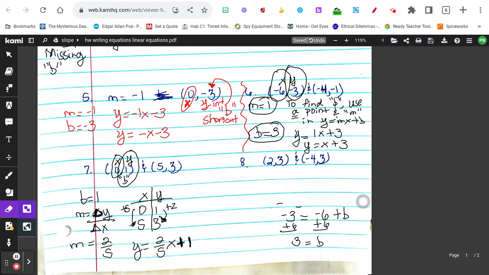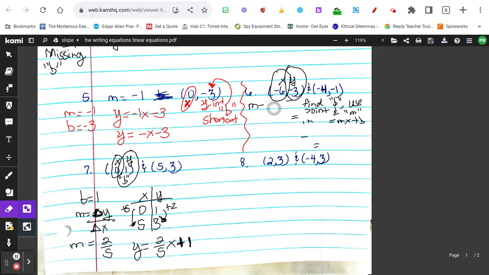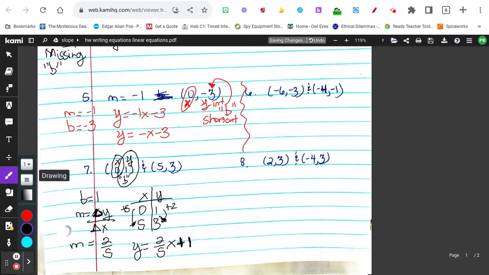Now for number 8, I'm not going to do a whole bunch of work. I'm going to show you a shortcut on it, but you have to be very aware of your x coordinates and your y coordinates when you have 2 points, okay? Because sometimes you can use shortcuts when you're given these coordinates, all right? And trying to find the equation.